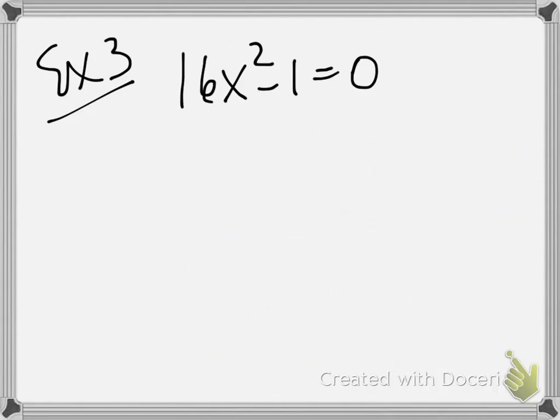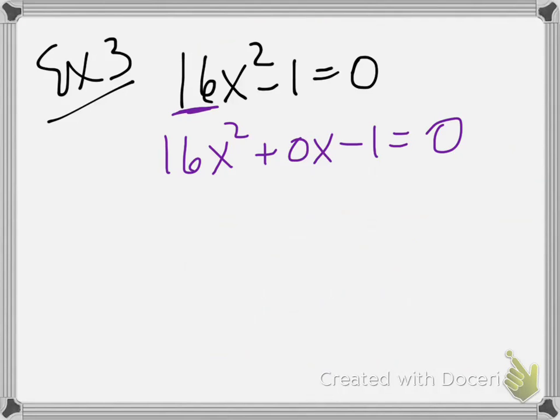All right, we have two situations here. First of all, we have the leading coefficient, and second of all, it's equal to 0. Well, the equal to 0 part just tells us that we're going to have to solve this after we finish factoring it. So the first thing I'm going to do is write this as 16x squared plus 0x minus 1 equals 0. That way I can see what all of my terms would be.